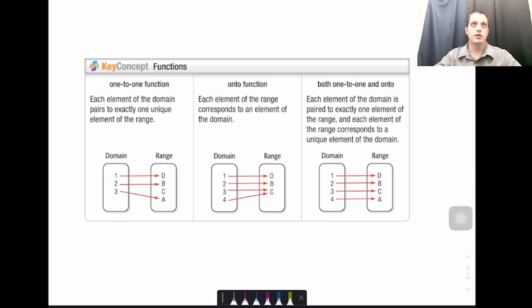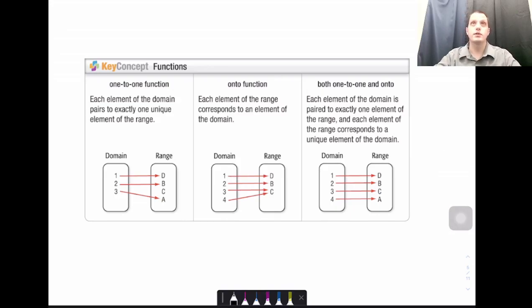An onto function, on the other hand, each element of the range corresponds to an element of the domain. So in this case, it doesn't have to go to a unique value in the range. So here we're going to note that both 3 and 4 go to C in the range. This is okay. It's still a function because we don't have this crazy thing where B and D both go to 1 or something. That would make this just a relation, not a function.